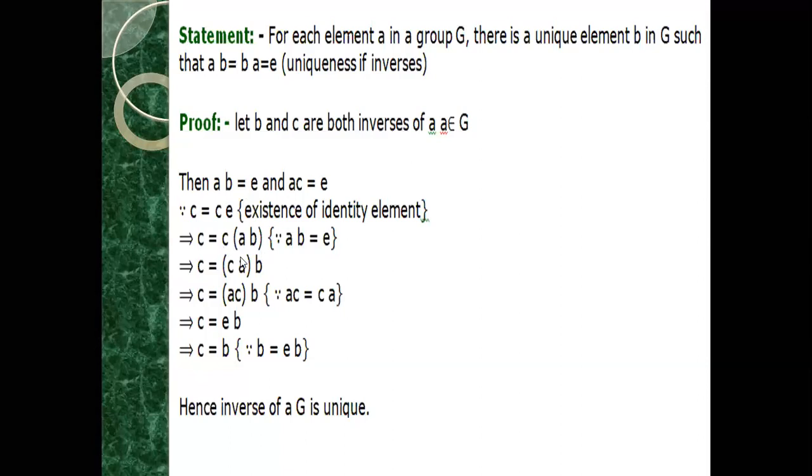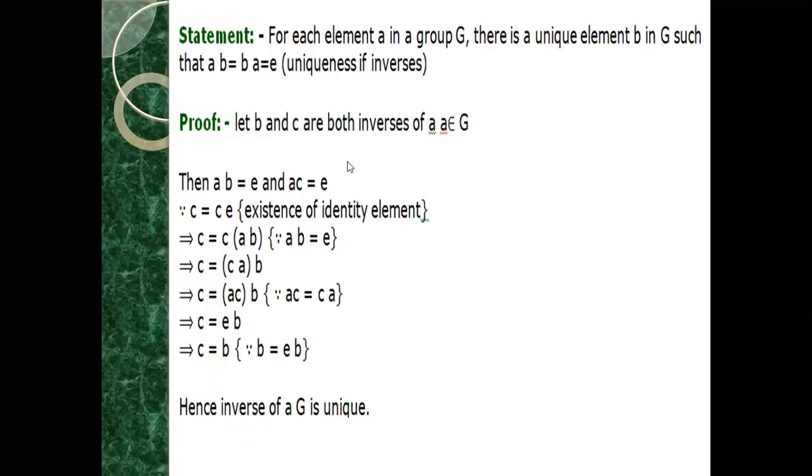Now we write this as CA into B. So the left side will be constant: C is equal to CA into B. By the commutative law, CA is equal to AC. So AC is equal to EB. By the identity law of B, EB is equal to B. So C is equal to B. So these C and B are two inverse elements, but they are equal. From that we say the inverse element of A in G is unique.